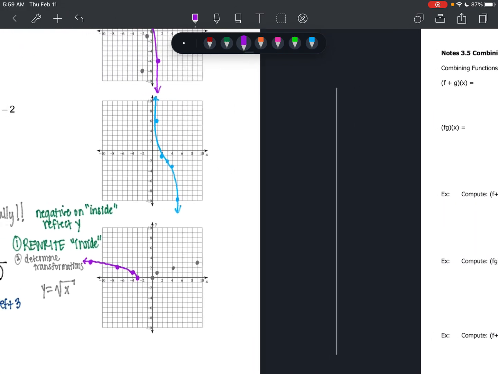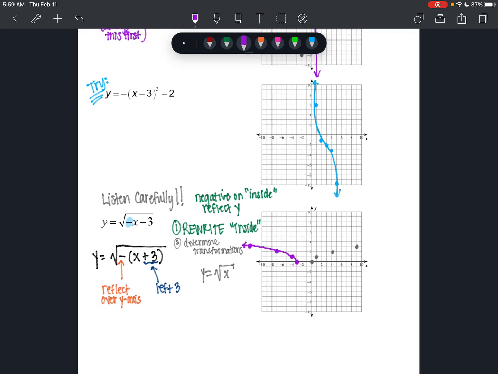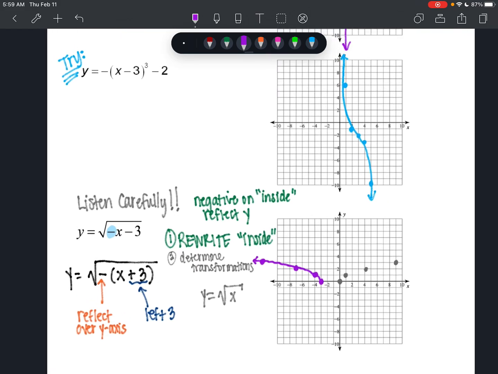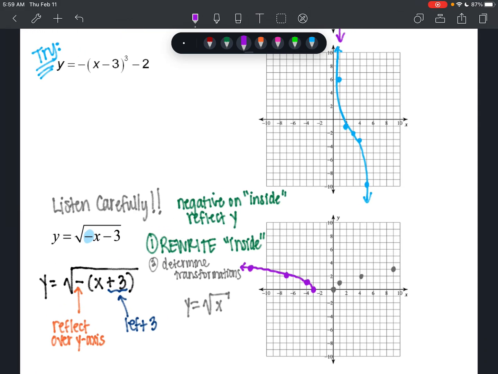So that video was important to be a standalone video because I wanted to make sure it wasn't at the end of something else, that it was at the beginning and it stood all by itself so that you'd watch it and make sure that when you have that negative on the inside, you don't forget to factor out your negative to see what your true transformations are.